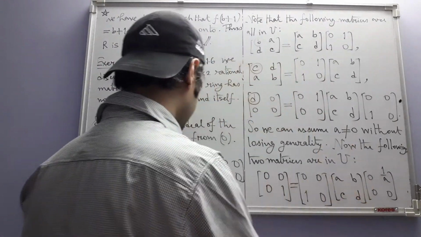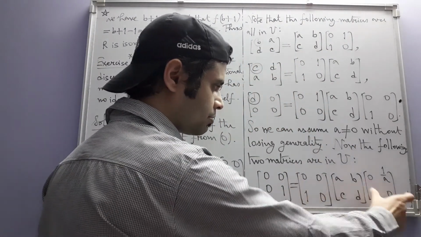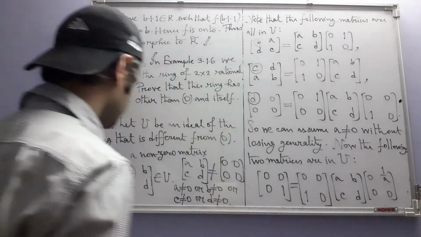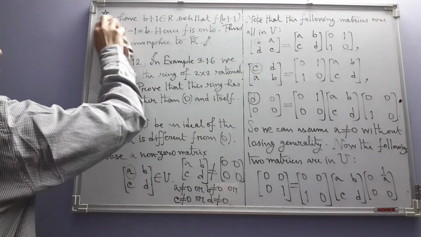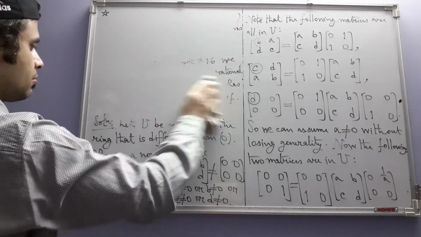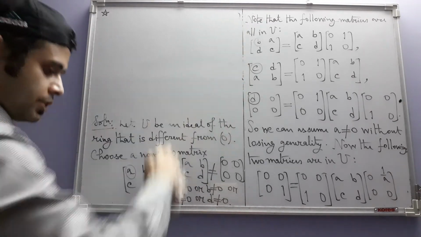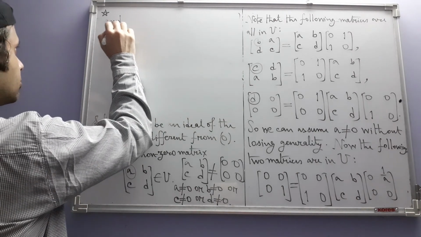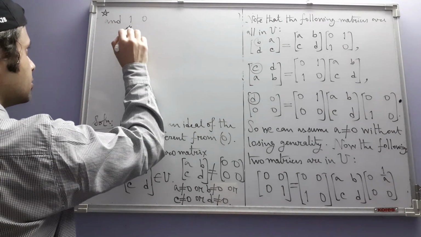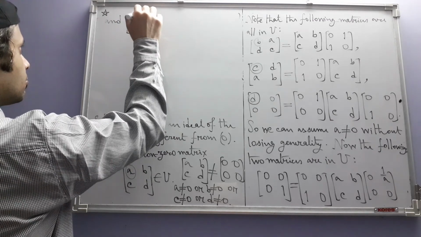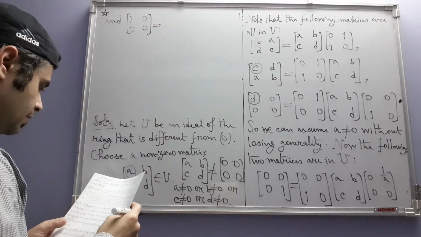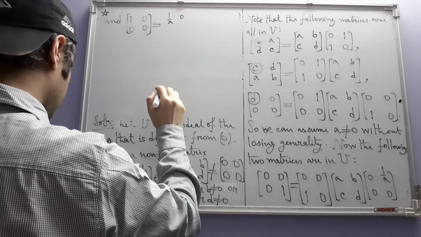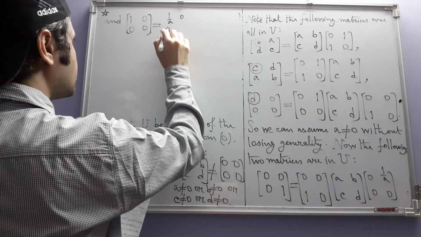So here we are again multiplying this ideal element by these two arbitrary elements in our ring. So the product will belong to U. And just like that, this matrix (1 0; 0 0) will also belong to U, and this is coming from this product with 1 by A, 0, 0.